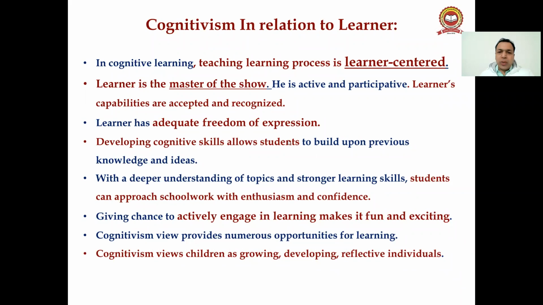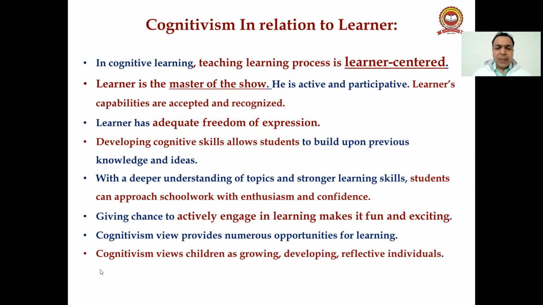So developing cognitive skills allows students to build upon previous knowledge and ideas. You understood this point. With a deeper understanding of topics and stronger learning skills, students can approach schoolwork with enthusiasm and confidence. We must have seen young children going to school start crying. Why do they cry about going to school? Have you ever thought? It does not mean they have to learn a lot of things, it is because of some teachers. Giving a chance to actively engage in learning makes it fun and exciting. The cognitivism view provides numerous opportunities for the learner. Cognitivism views children as growing, developing, reflective individuals.